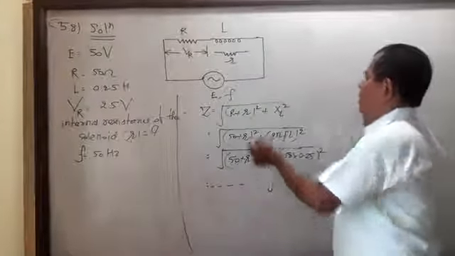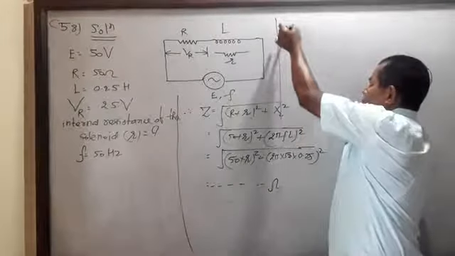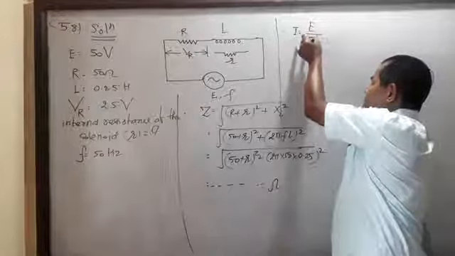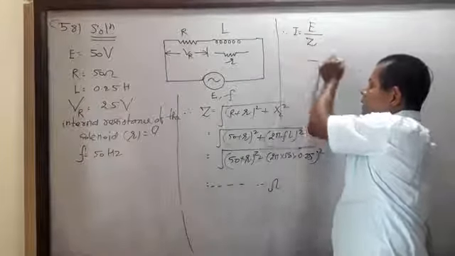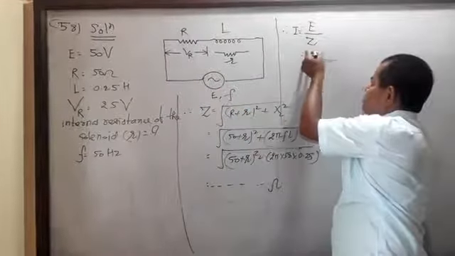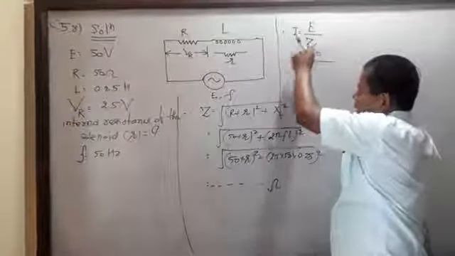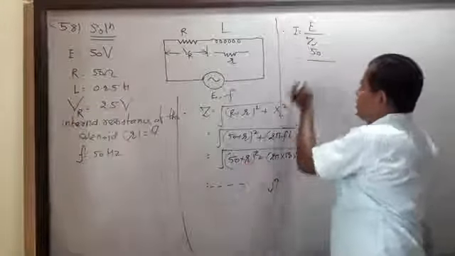Now the current: I is equal to E divided by Z. E is given as 50 volt, and Z has value in terms of small r. Substitute this value.